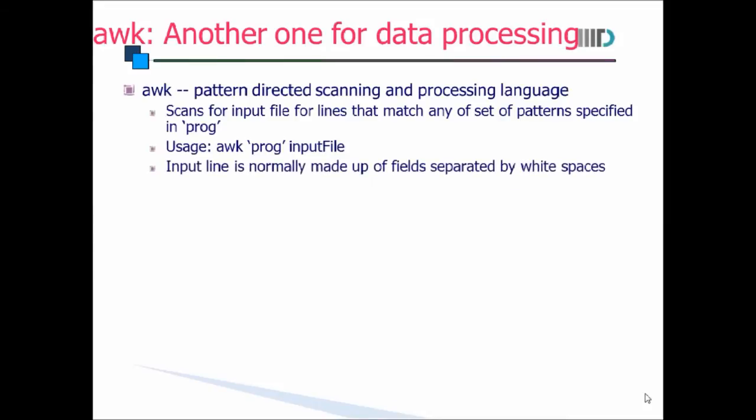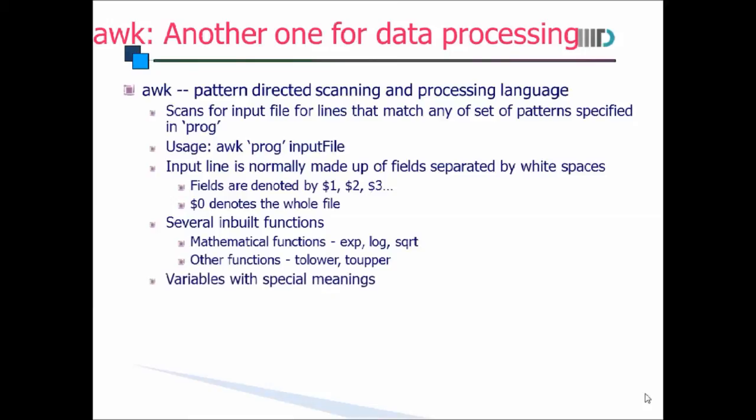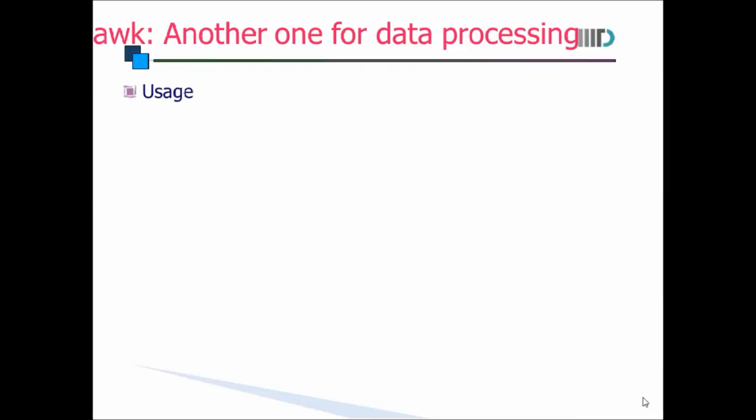The input line is normally made up of fields separated by white spaces. Fields are denoted by $1, $2, $3, etc. $0 denotes the whole line. There are several inbuilt functions like the mathematical functions exp, log and sqrt, and other functions like tolower and toupper. The variables with special meanings are FS for field separator, NF for number of fields in a line, and NR the number of lines. Like the sed command, awk can also be used as a grep emulator.